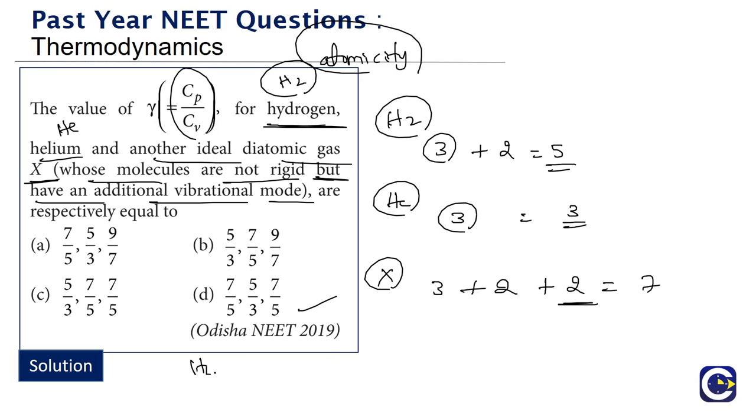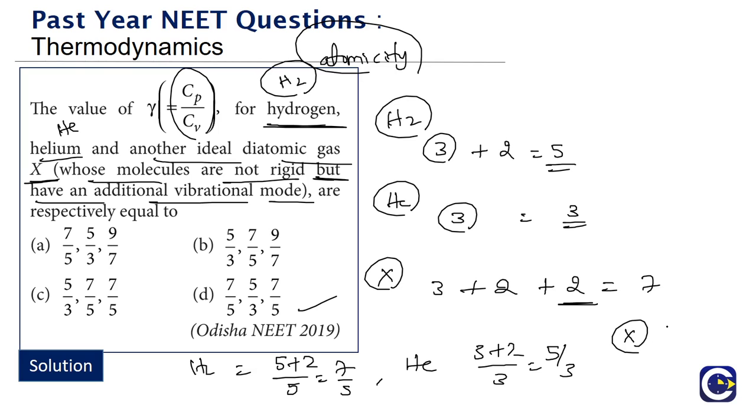For H2, the gamma value will be (F plus 2) by F. That means 5 plus 2 by 5, which is 7 by 5. For helium, 3 plus 2 by 3, which is 5 by 3. And for this gas X, it will be 7 plus 2 divided by 7, which is 9 by 7. So we can check: hydrogen should be 7 by 5, helium should be 5 by 3, and X should be 9 by 7. So the correct answer for this is option A.